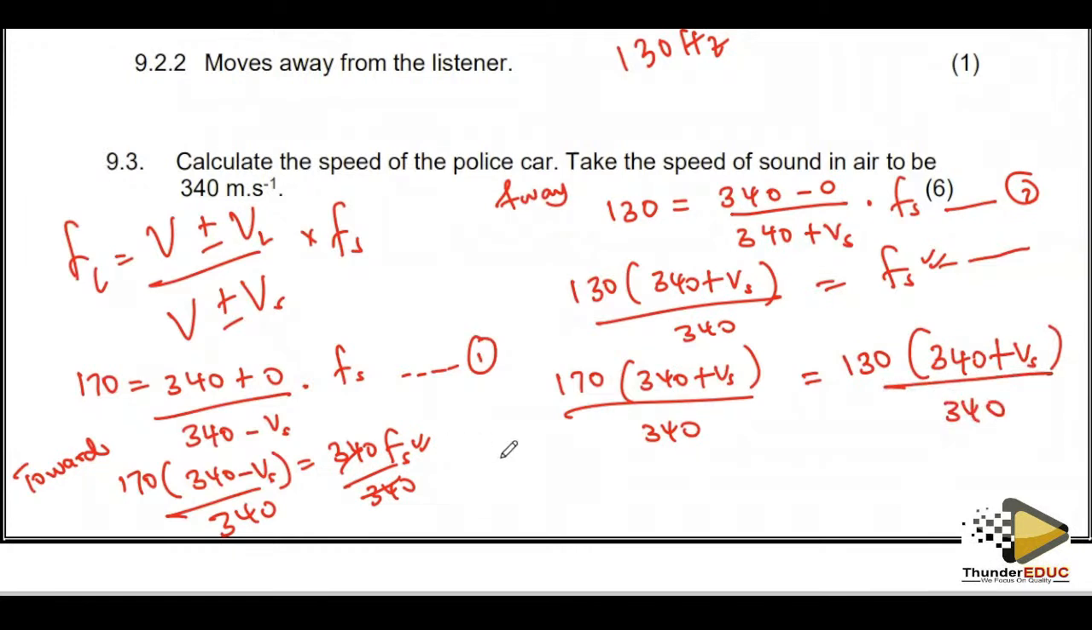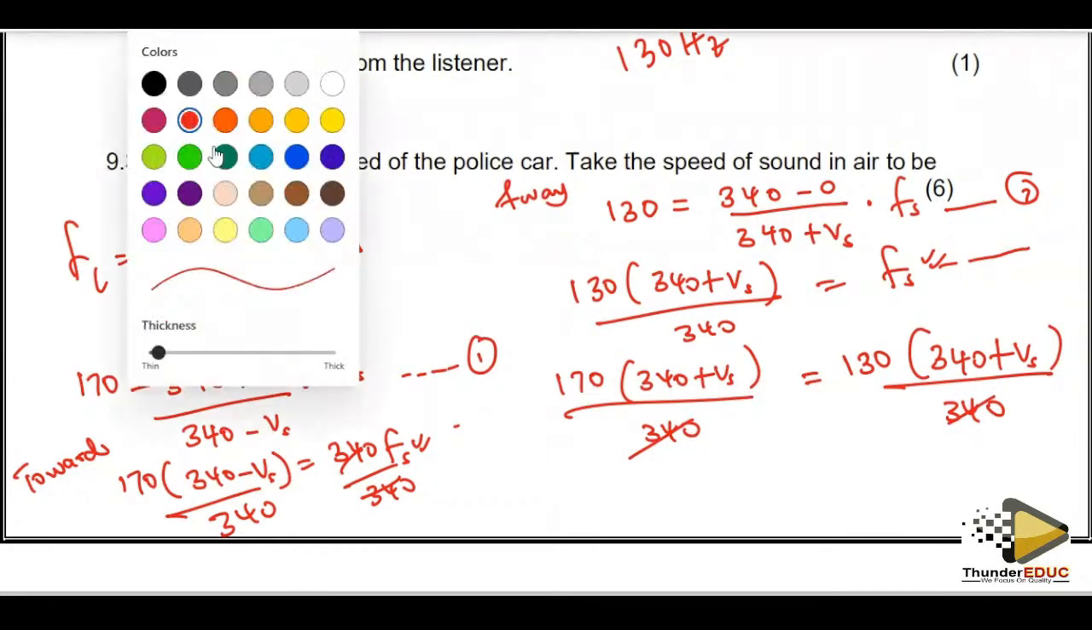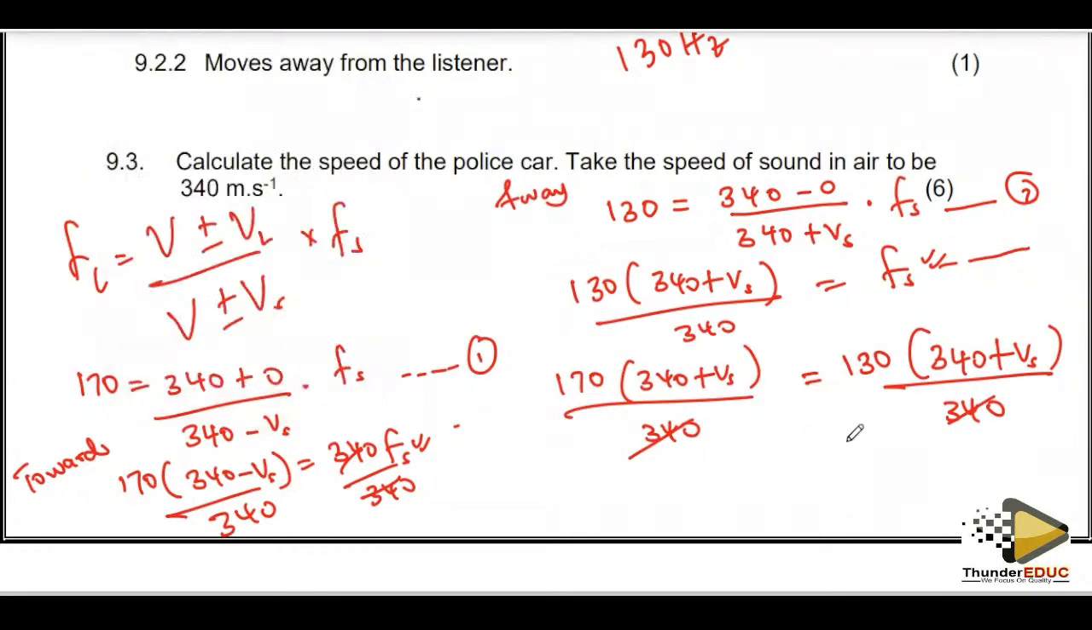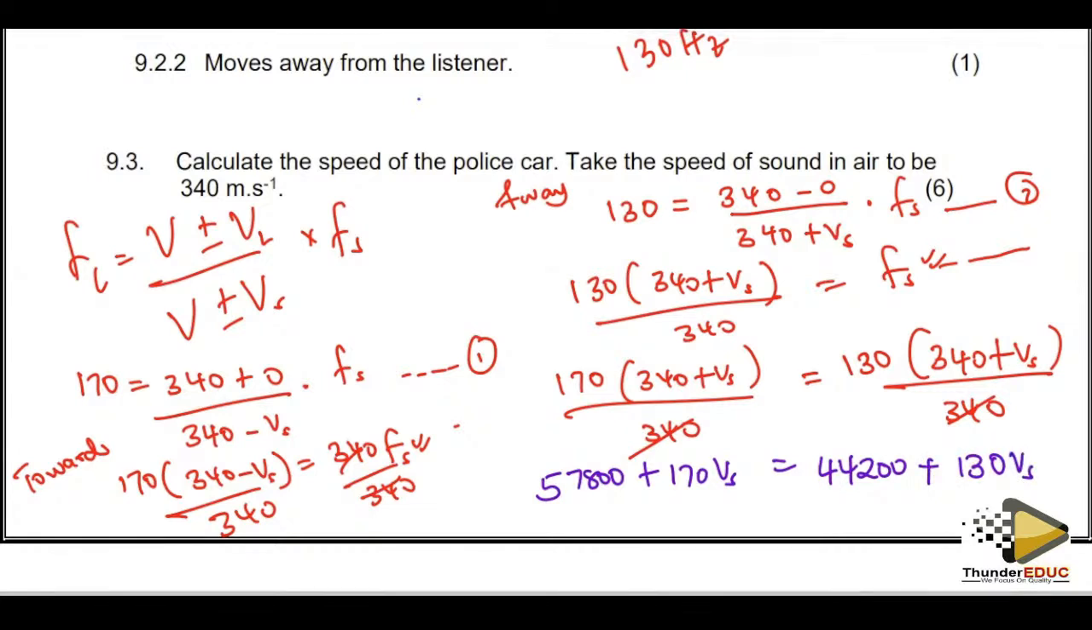Okay, and then what we do next, we can cancel this out since the denominators have just the same values. Then we can open this up. You know that 170 times 340, that's going to be 57800 plus 170 Vs. When I open that, 130 times 340, I'm getting 44200 plus 130 Vs. Something is fishy, something is fishy.